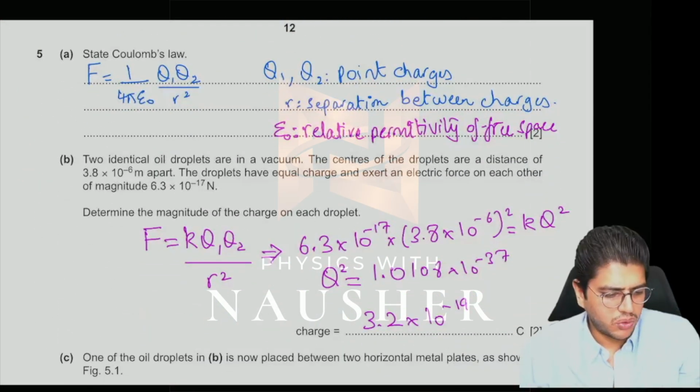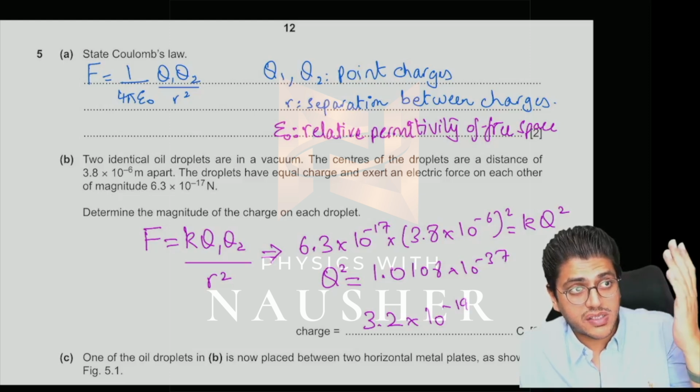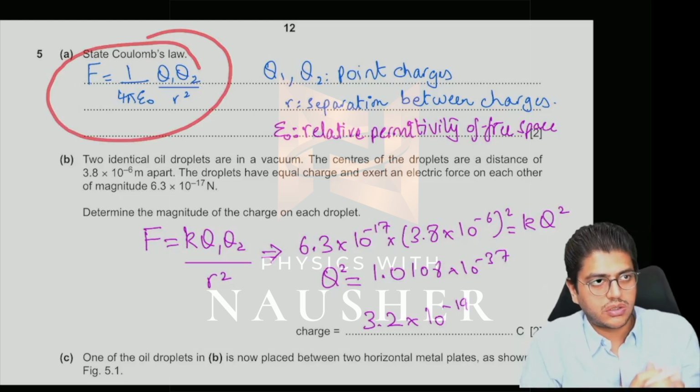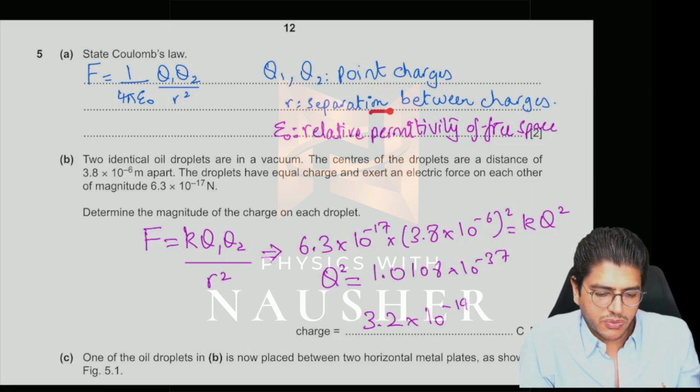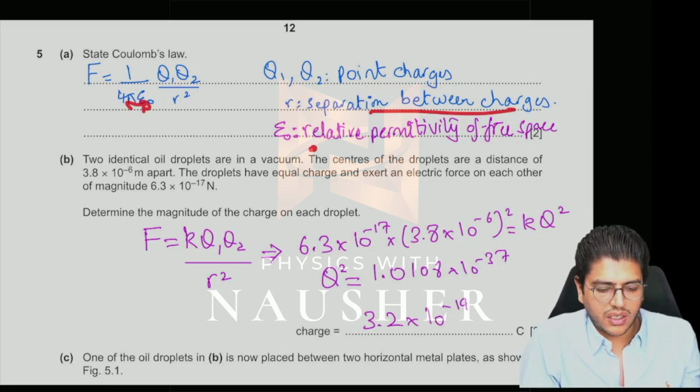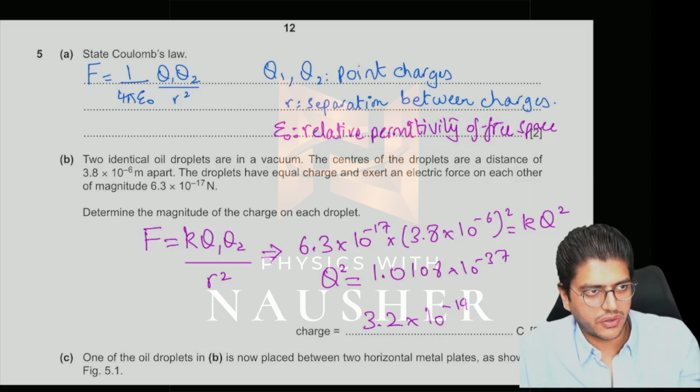Question 5. Coulomb's law. Coulomb's law, memorize. This is the equation. Just explain the symbols. Q1 and Q2 are point charges. R is the separation between the charges, and E naught is the permittivity of free space. The value is given to you in the data booklet.